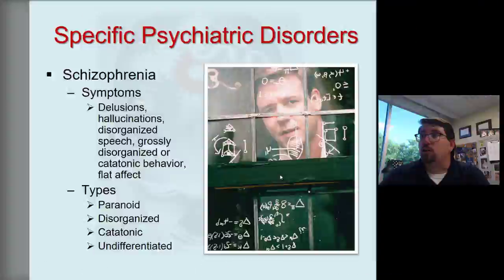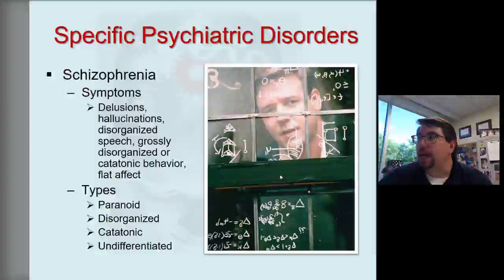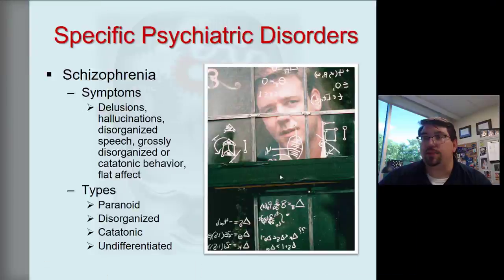Paranoid schizophrenia: they have feelings of persecution, delusions, and auditory hallucinations. Disorganized: we're talking about behavior in dress or speech. Catatonic: that could be muscle rigidity, immobility, a stupor, or even odd involuntary movements. And then undifferentiated is just those that do not fit into one of the other three classifications of paranoid, disorganized, or catatonic.